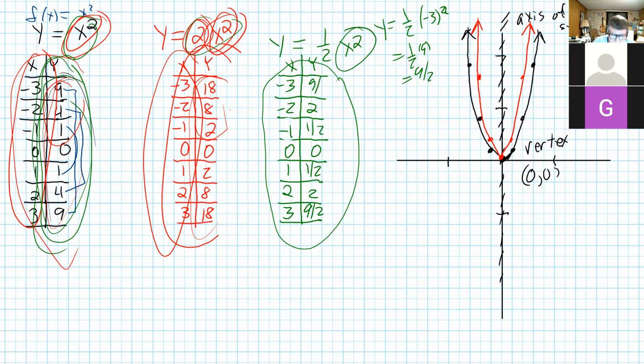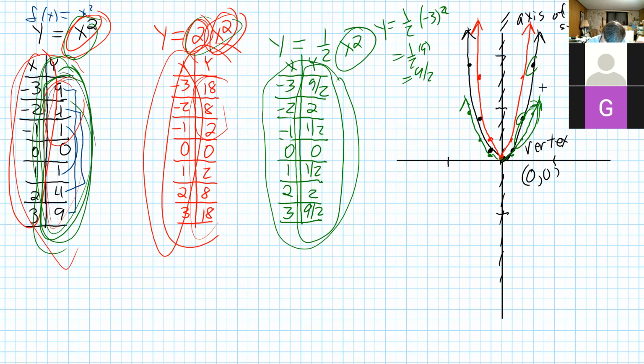Okay. In other words, all of these values are half of all of those values. Okay? -3, let's see, 9/2 is 4.5, so that's right about there. -2, 2. -1, 1/2, 0, 0, 1/2, there, and there. So that's opening wider than the black one that was y equals x squared.